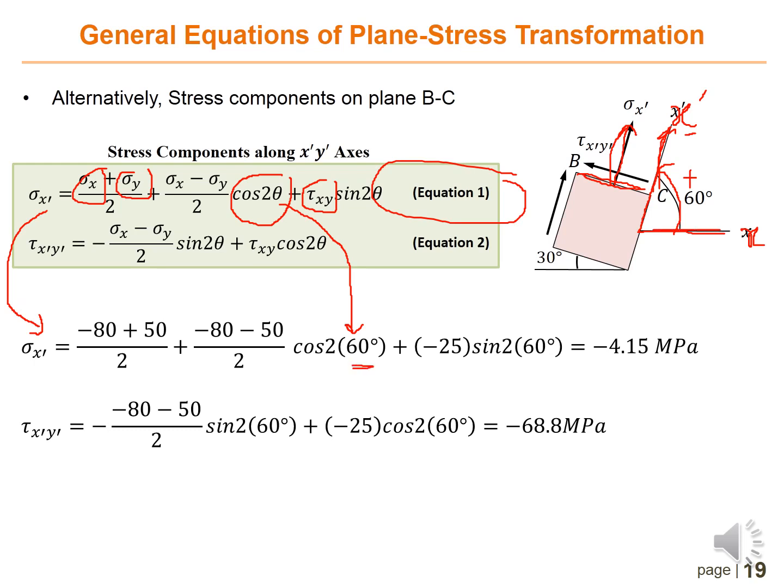You substitute 60 degrees here and you will get negative 4.15 megapascal, which is the same as when you calculated sigma y prime using equation 3. The same value. And the same for tau x prime y prime using equation number 2: you substitute positive 60 degrees for theta, and you will get negative 68.8 megapascal.